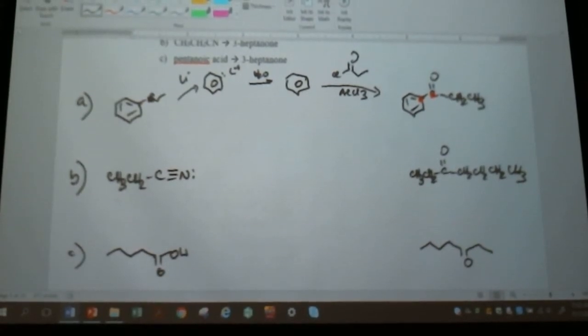Okay. So, an alternative, I could make a Grignard from this and add it. But what would I want to add it to? If I add it to an acid chloride, I'm going to add twice and end up with the alcohol. How do I end up only adding once to form the ketone?